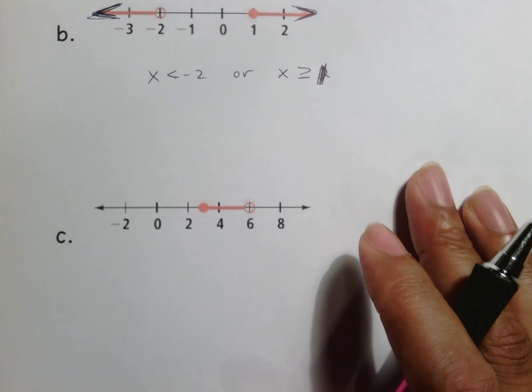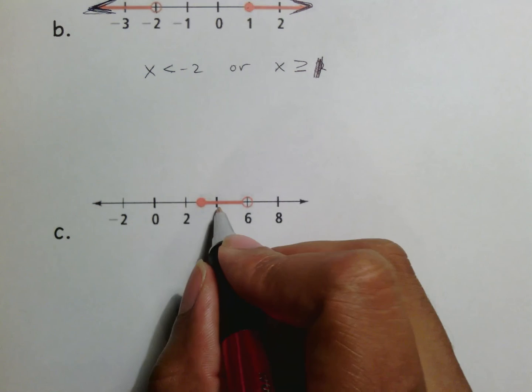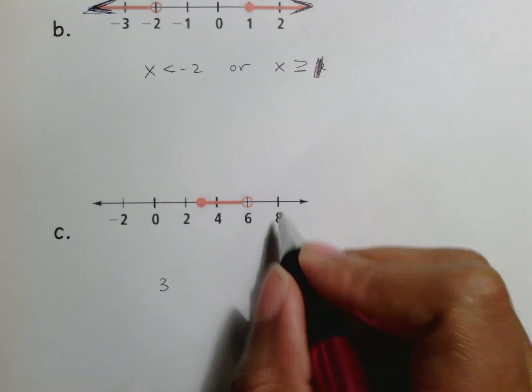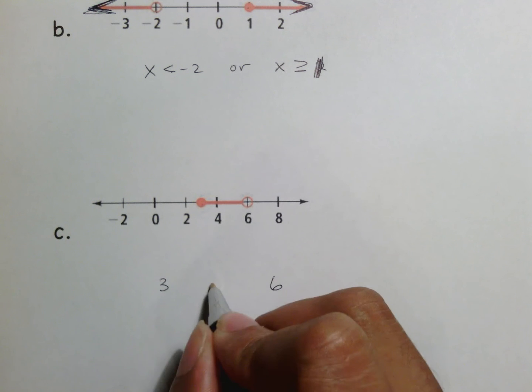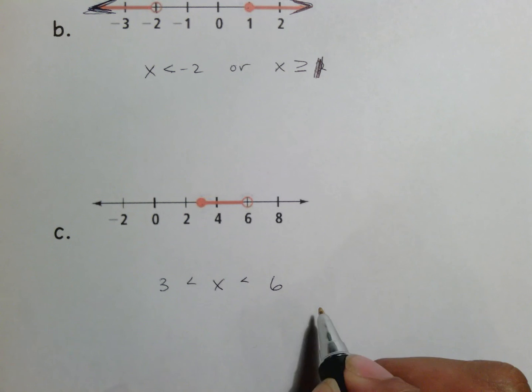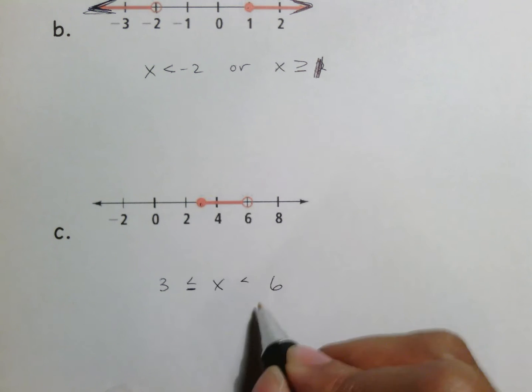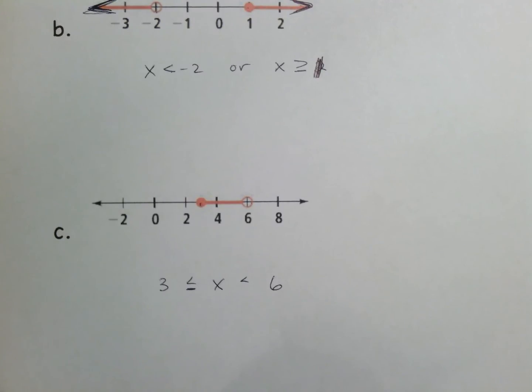And then C, again, this looks like an AND, so you're going to have a negative 3 here and a 6 over here with an x in the middle. The symbol will always go this way. Because that is closed, this one gets a line under it. Because that's open, this stays the same, and that's really all you have to do. So keep that in mind as you work.